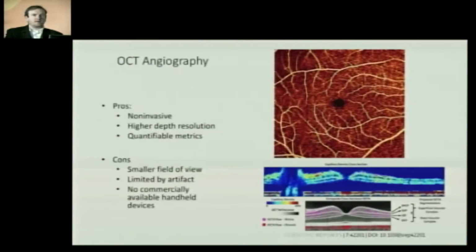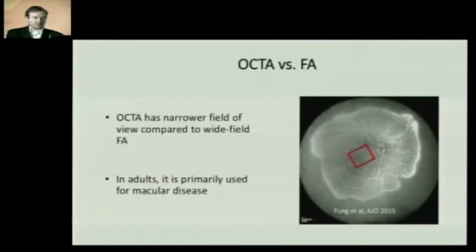And it provides quantifiable data. For example, in diabetic retinopathy, we can quantify the degree of non-perfusion and the degree of neovascularization. On the other hand, it has several disadvantages. One is that it provides a smaller field of view than we're used to looking at with wide-field angiography. There's a number of artifacts. And particularly for pediatric application, there are no commercially available handheld devices.